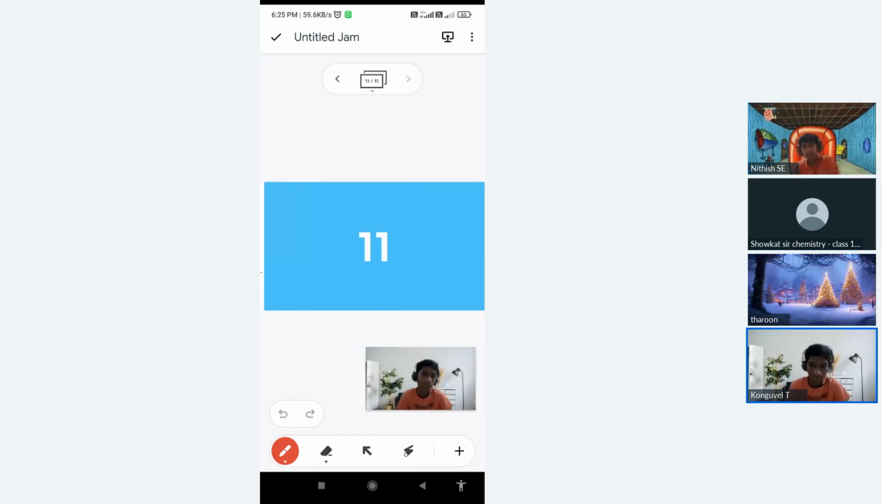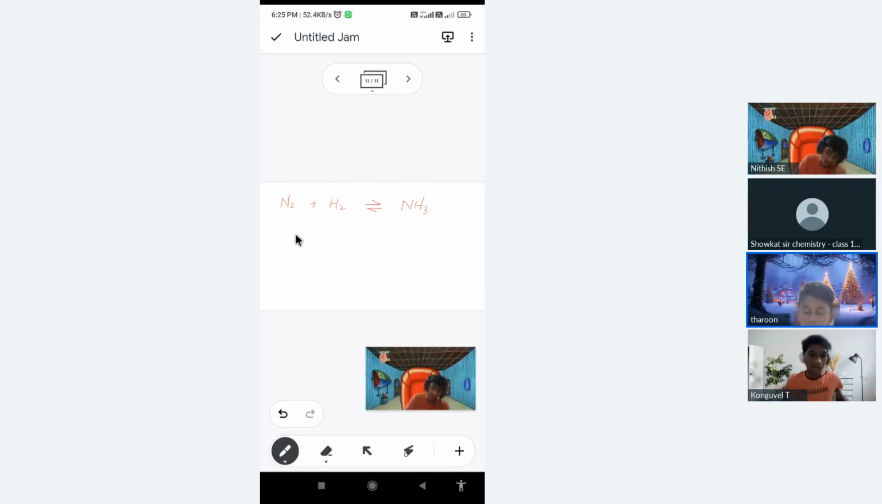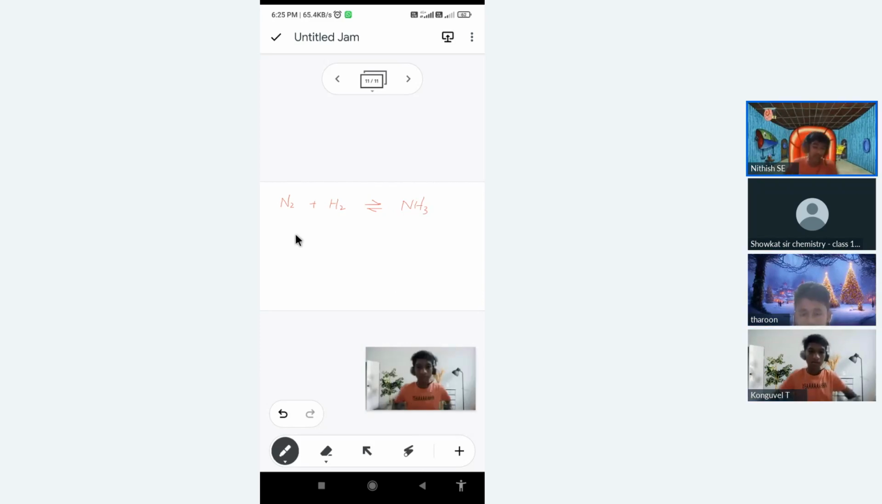Yes, sir. Okay, so if I write a chemical equation like this: nitrogen reacts with hydrogen and forms ammonia. Can you balance this one? Okay, tell me. N2 plus 3H2 gives 2NH3. Exactly, it is now balanced.